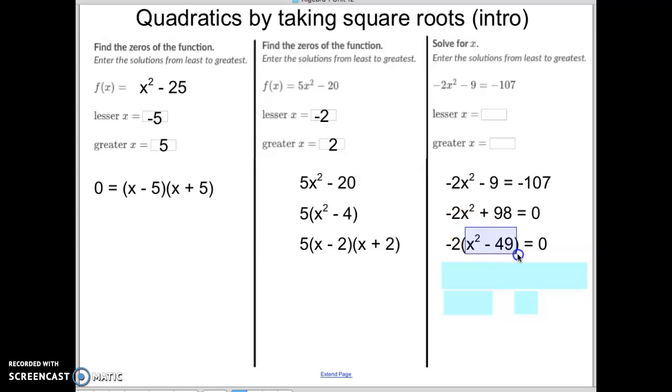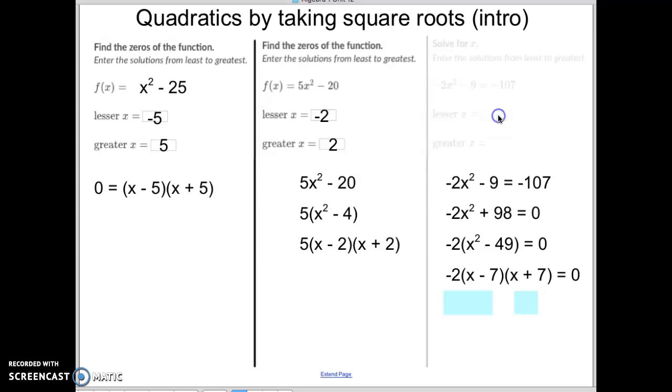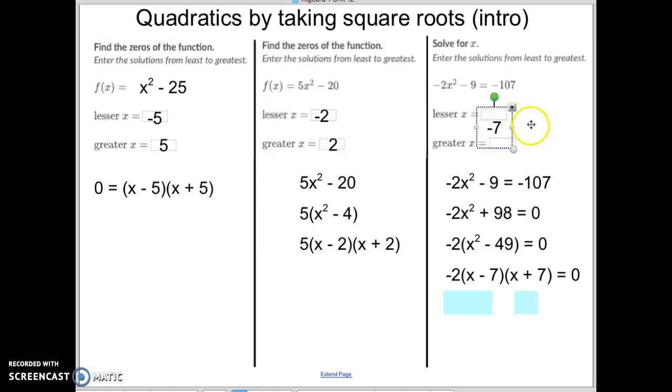At this point, you'll notice that both of these are perfect squares. So I've got the x minus 7, the x plus 7. We know that x will equal positive 7 for this one, and x will equal negative 7 for this one. The lesser value is your negative 7. I thought I put that up there, but I guess not. So we're just going to type it in there right now. There's our negative 7 and our positive 7 for this one.